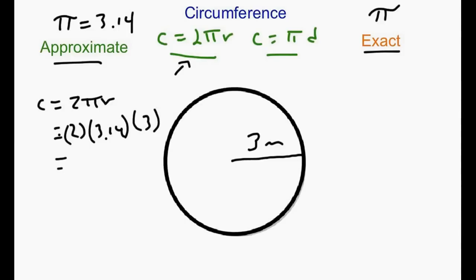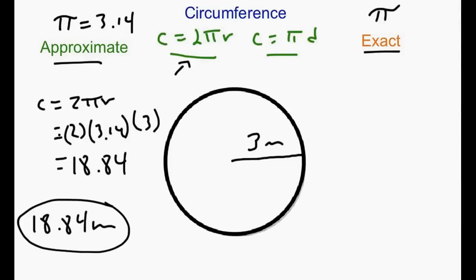And that's just a matter of multiplying 2 times 3.14 times 3, and I get 18.84. Don't forget the units of measure, though. So it's going to be 18.84 meters.